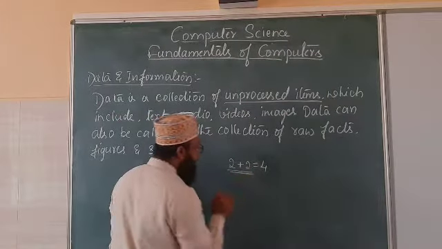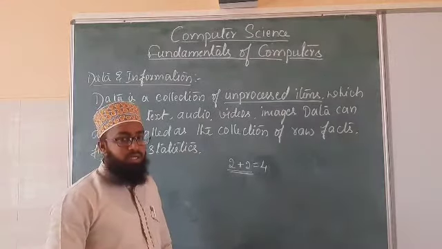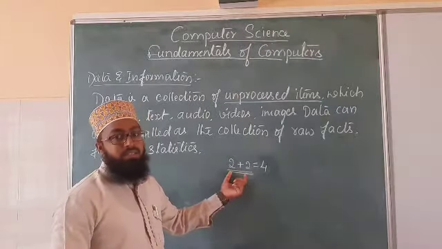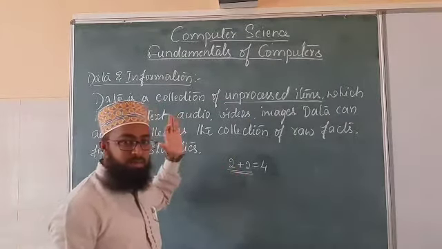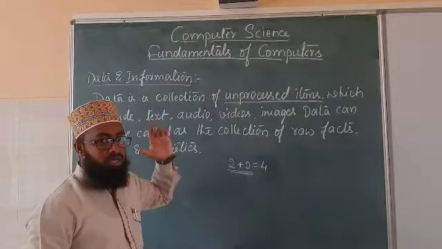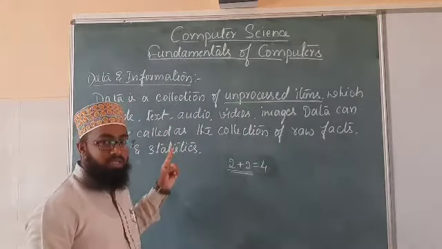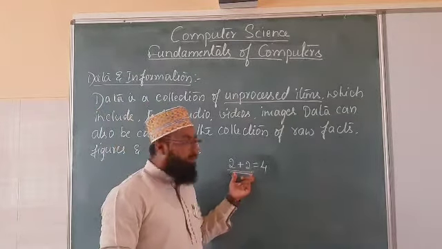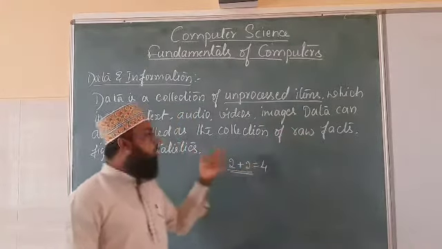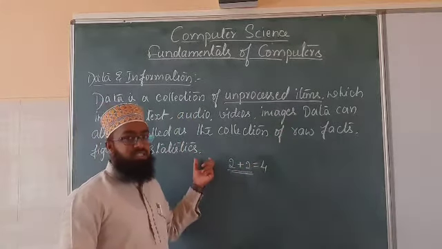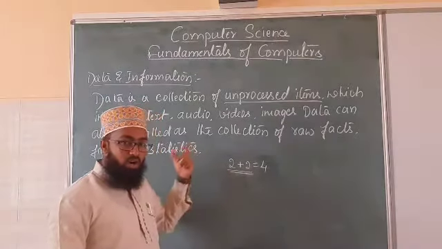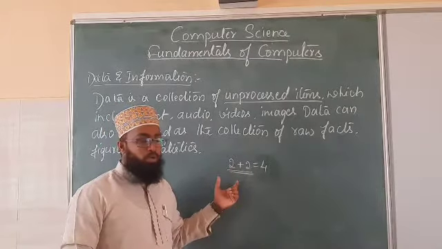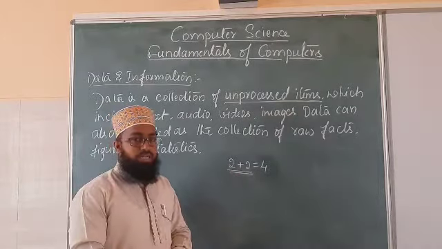So the items which are unprocessed are called as data, which may include text, audios, videos and images. In other words, data can also be called as the collection of raw facts. Raw means the unprocessed items only. Figures, and statistics, that is calculations. So these are all the things collectively we can call as data. Hope you have understood the meaning of data.